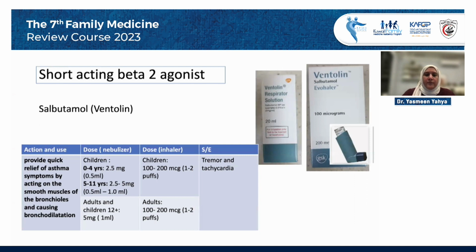So I'm not going to go through the details of each and every medication. They're available. I will share with you my slides, and you can refer to them at any time. But for the Ventolin, the main action is that it provides very quick relaxation of the smooth muscles of the bronchioles. It's why it's used as a rescue medication.